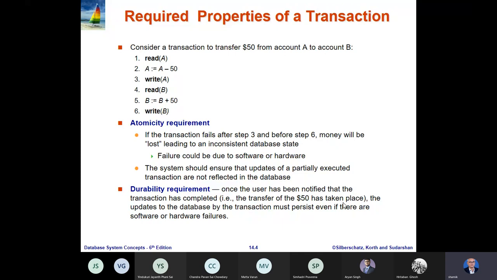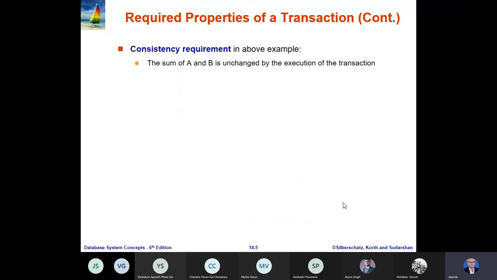So that property which ensures that once everything has been updated properly and I get a message typically, then this durability property, or the durability requirement, means that I don't have to do it again.